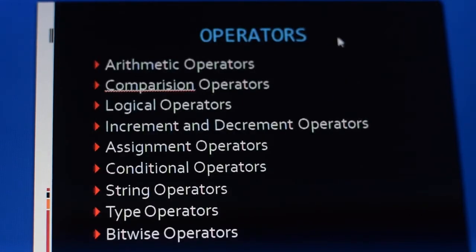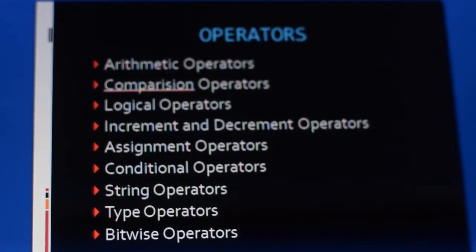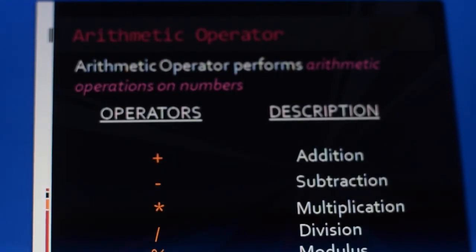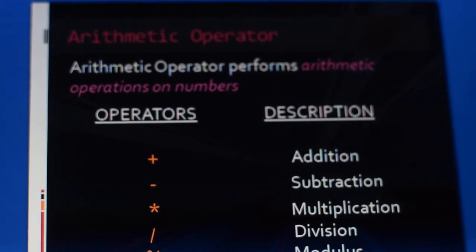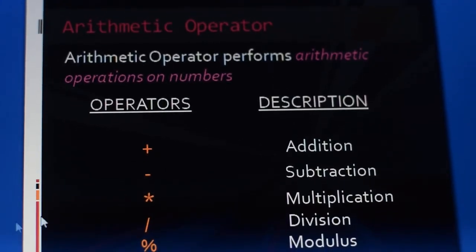The different operators of JavaScript are arithmetic operator, comparison operator, logical operator, increment and decrement operator, assignment operator, conditional operator, string operator, type operator, and bitwise operator. So now I am going to explain one by one the operators individually.